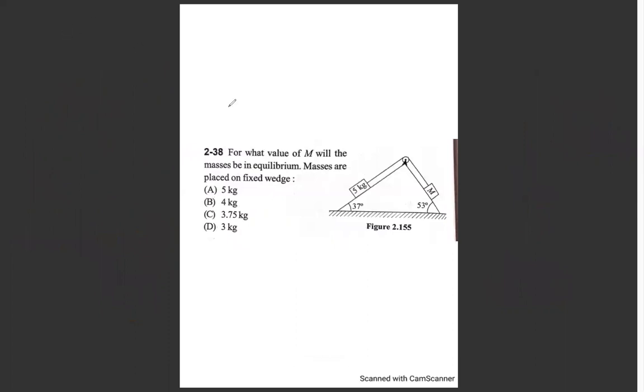For what value of capital M will the masses be under equilibrium? The vase is a fixed one, so there is no tendency of motion of this vase. So we are required to find out what should be the value of M for which the masses will be under equilibrium.